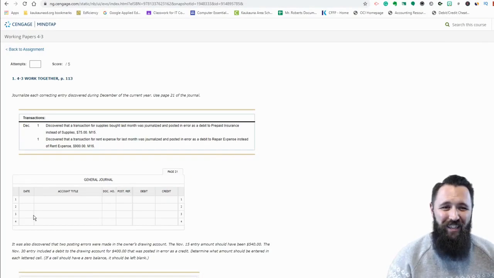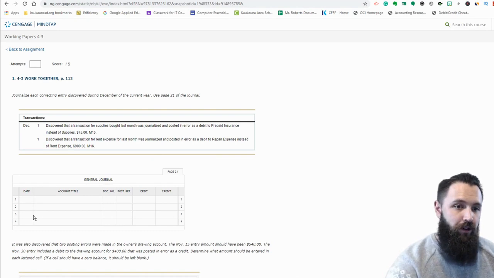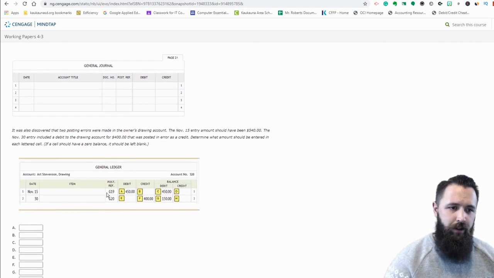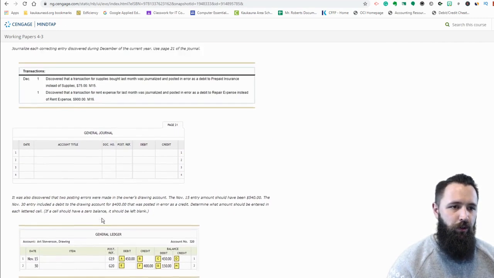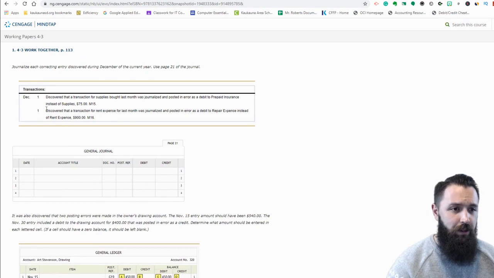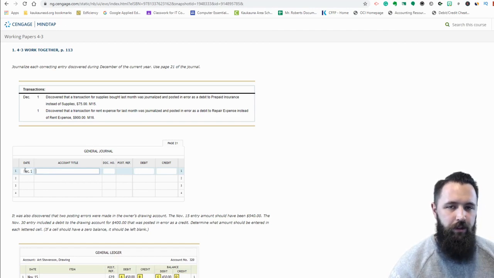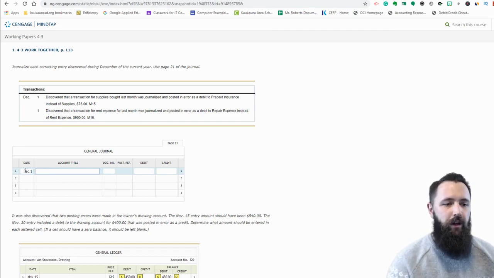All right, so here's our work together. It says journalize each correcting entry discovered during December of the current year. Use page 21 of the journal. So all we have here is the transactions, and then there's a little problem below it. So make sure that you're doing both of these. It says on December 1st, so let's put in December 1st here. Make sure that we put in December because it doesn't look like anything else is on here.